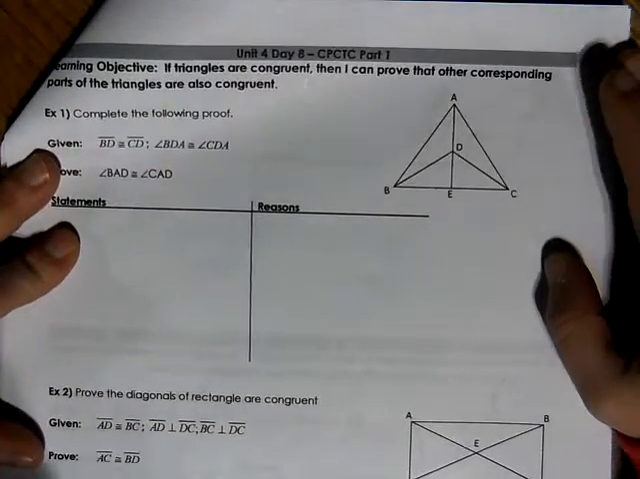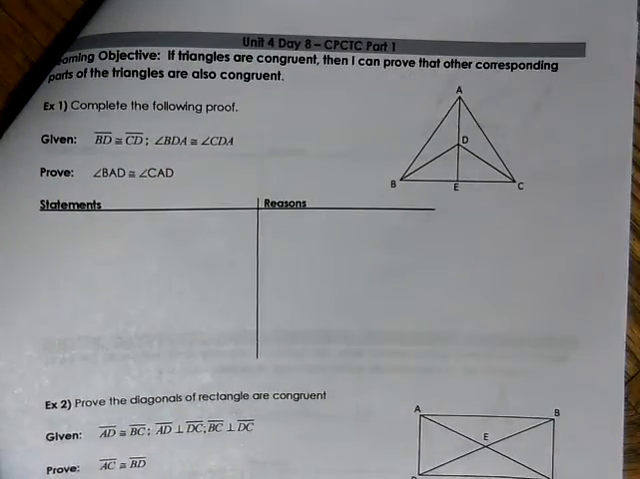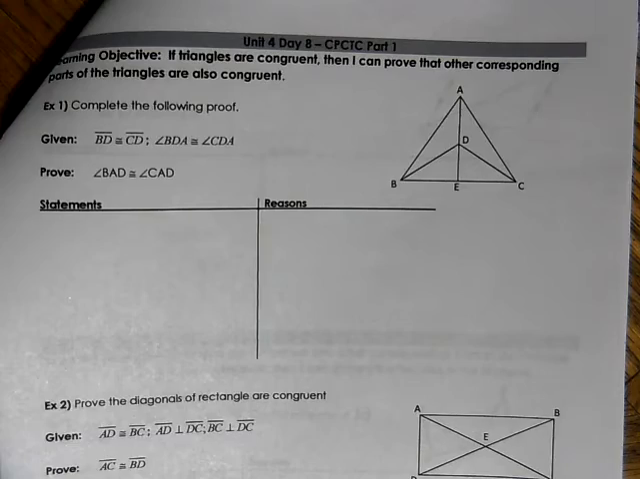Hi everyone, for today's lesson, we are going to practice using corresponding parts of congruent triangles are congruent to prove that corresponding parts of congruent triangles are congruent. So we're going to use CPCTC for our proofs today.